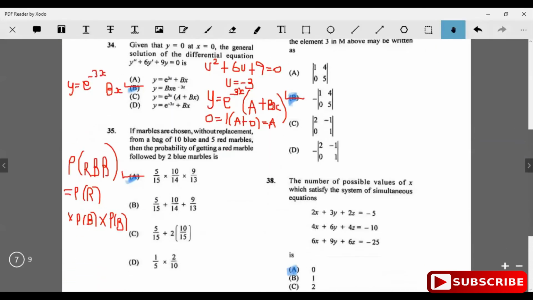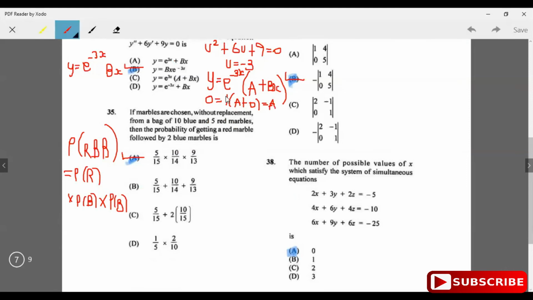Easy question. Question 38 says the number of possible values of x which satisfy the simultaneous equations. First and foremost, what I want you to do is observe this: 2x plus 3y plus 3z, 4x plus 6y plus 4z, 6x plus 9y plus 6z. They are multiples of each other. If I multiply equation 1 by 2, I get the second one. And if I multiply the first equation by 3, let's do that now.